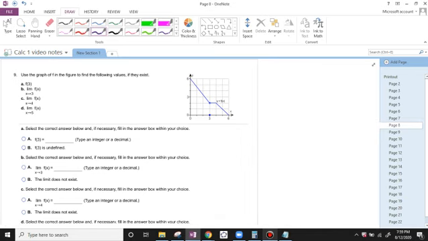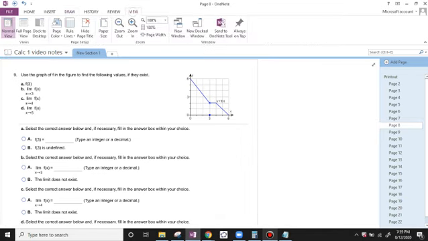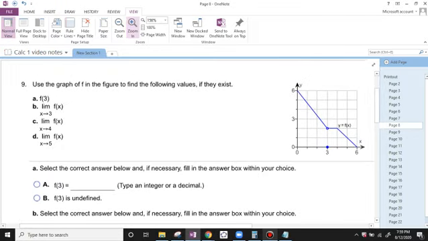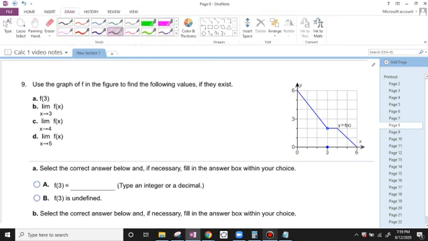There's another one. f of 3. Black dot for 3, I'm sorry, in this case the blue dot for 3 is on the axis. That means the y coordinate is 0. The limit as x goes to 3. From the left, looks like it's 2. From the right, looks like it's also 2. The limit is 2, even though the value of f at 3 is 0.